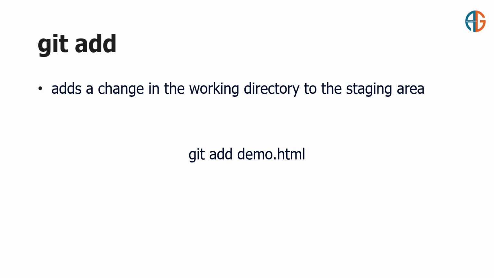The next command is git add. The folder where you are doing your activities is where you will be creating some files. From that place, we need to move the file to a staging area, and only after that will we be able to send it to the repository. So to move the file from the working directory to the staging area, we use the add command. The syntax is: git space add space the name of the file. Here I have given the name of the file as demo.html.